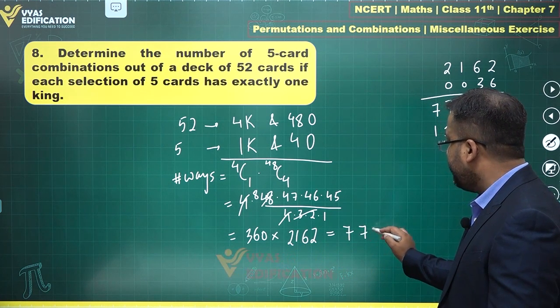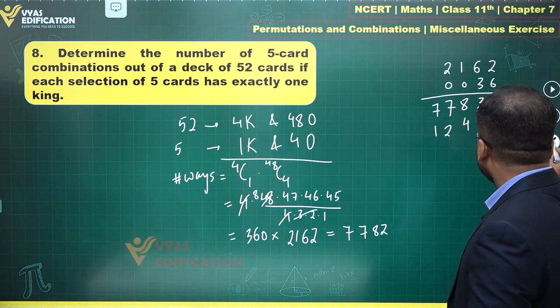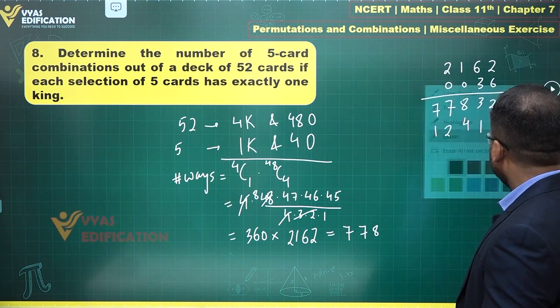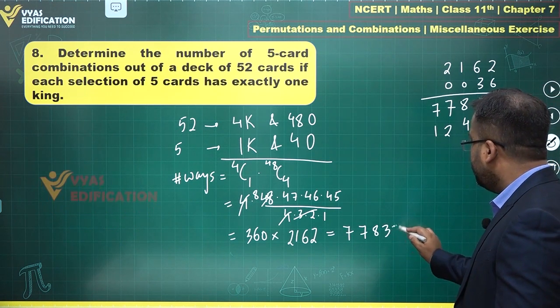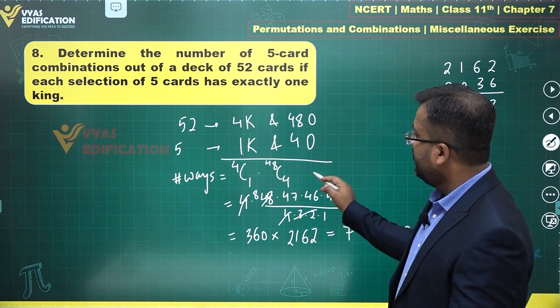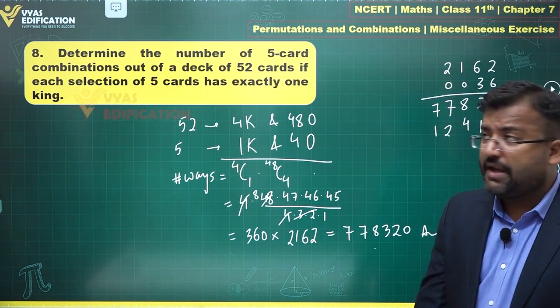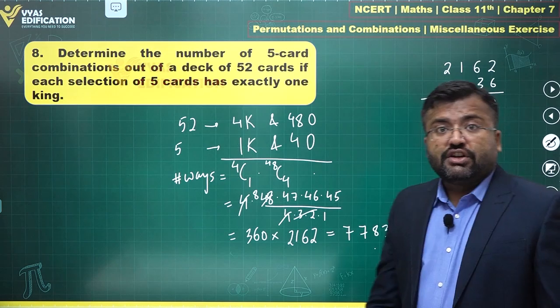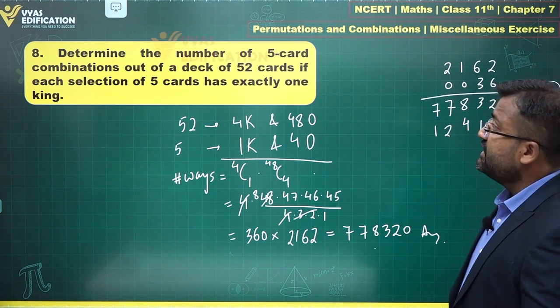7, 7, 8, 3, 2, 0 is the final answer for this question over here. This or this, both of them are the same. That's the complete solution of this question. Let's move on to the next one after this.